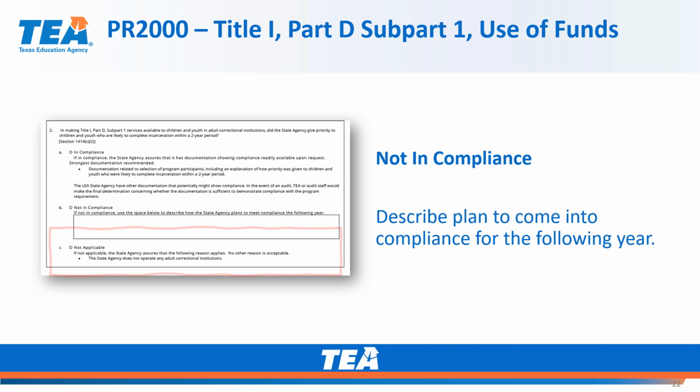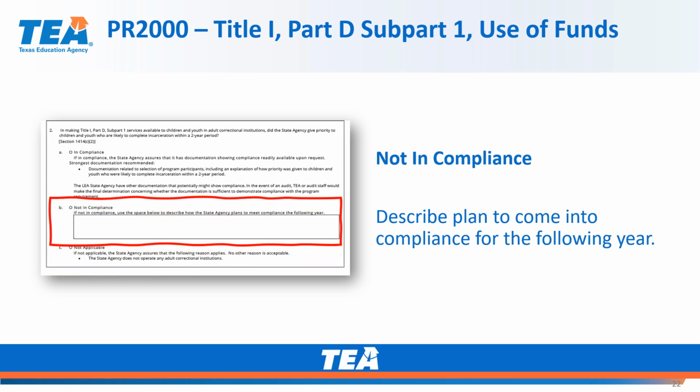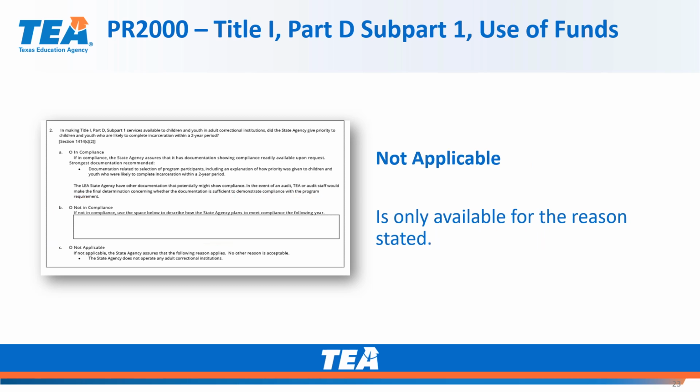If the state agency is not in compliance with this requirement or does not have such documentation, the state agency should select the red button indicating not in compliance and use the space provided to describe how the state agency plans to come into compliance for the following year. Not applicable is only available for the reasons stated.